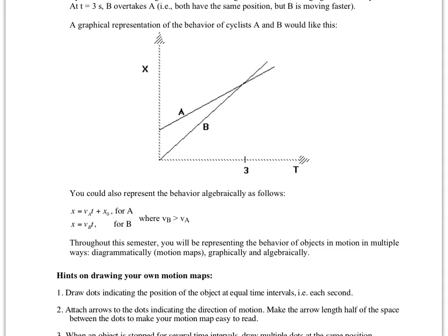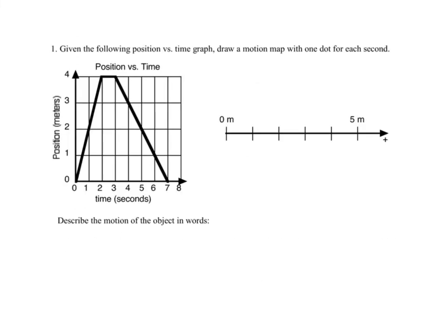And this is how you do your representations. Let's do an example of multiple representations. We're going to start with this graph, and this is all the given information. From this graph, we're going to do a motion map, and then we're going to describe the motion in words.